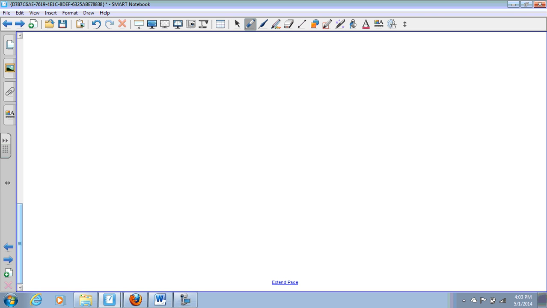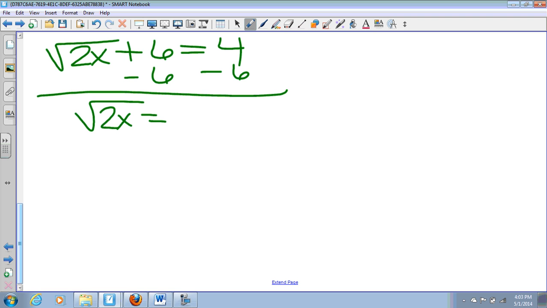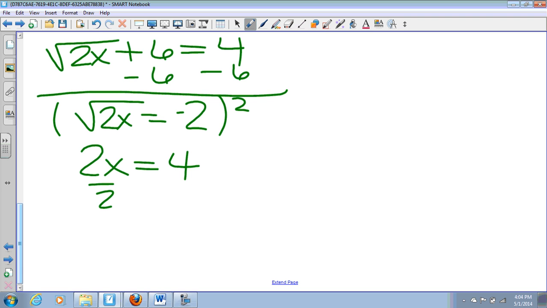Let's look at this. The square root of 2x plus 6 equals 4. We're going to go about solving this just as we've done earlier. We're going to subtract 6 from both sides. So we have the square root of 2x equals negative 2. We're going to square both sides. So then we end up with 2x equals 4. And then we're going to divide by 2. We get x equals 2.